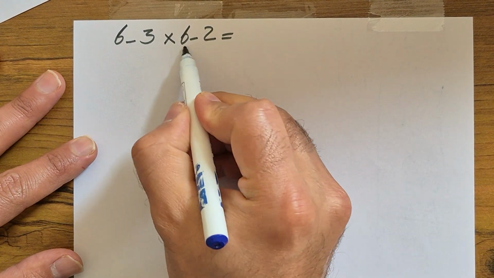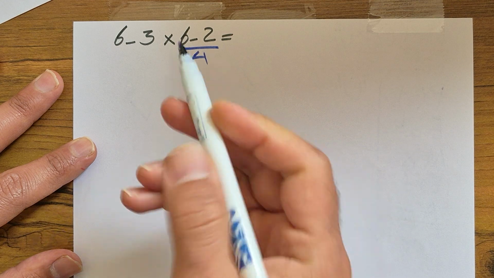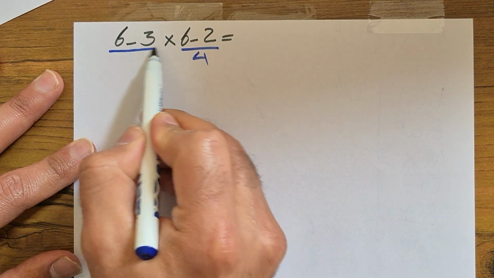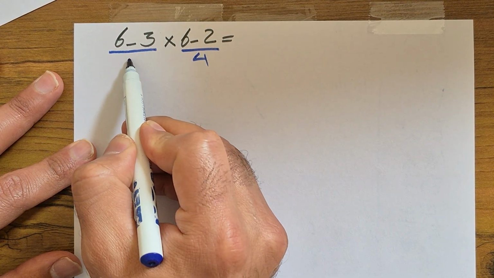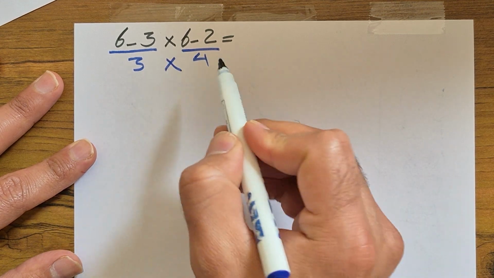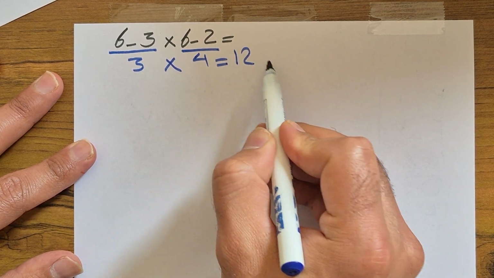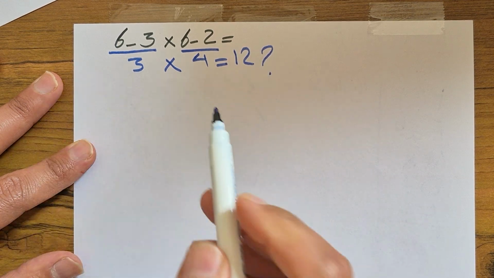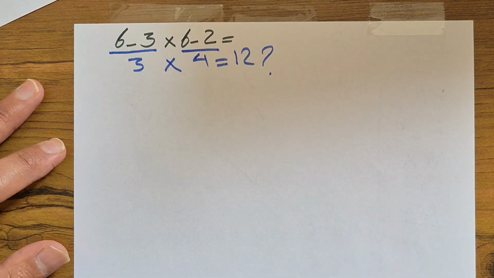6 minus 2 gives us 4, right? Yes, of course, it is right. And then 6 minus 3 also gives us 3. Is it right? Yes, of course, it is right. But 3 times 4 gives us 12. And do you think that's the right answer for this expression?